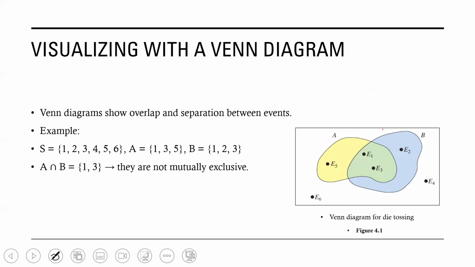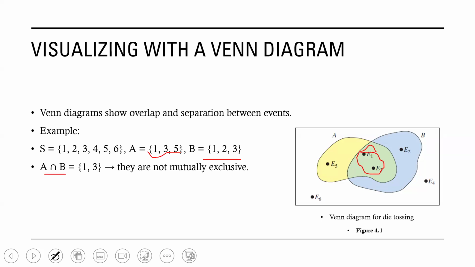Venn diagrams are an excellent way to visualize how events interact. In this example, we draw two circles, one for event A, the 1, 3, 5, and one for event B, the 1, 2, 3. The overlap, this thing, includes the outcomes 1 and 3, where they overlap. These are the outcomes that belong to both events, and they go in the center in both circles.